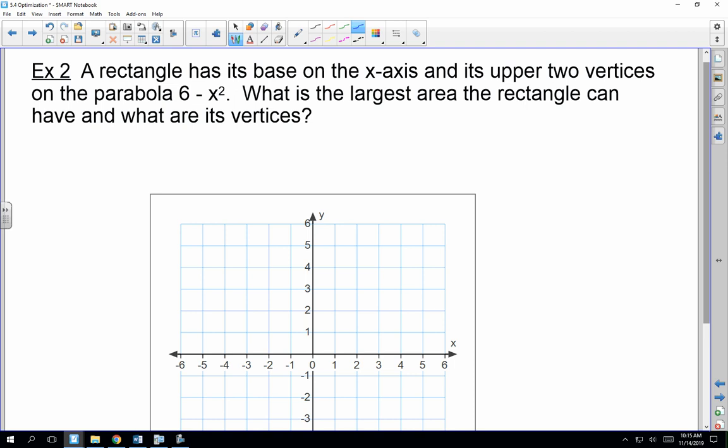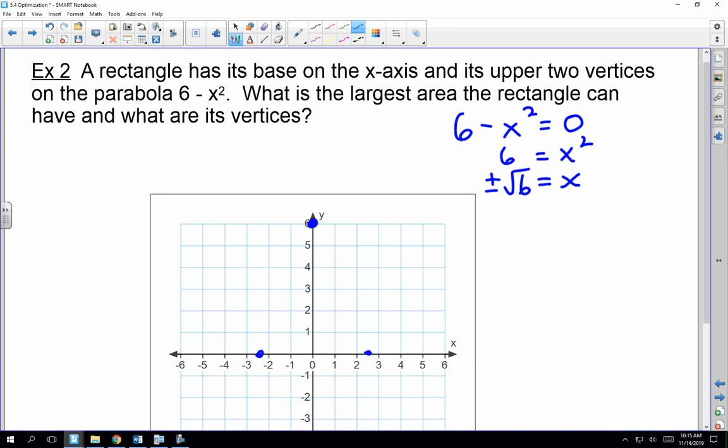Now, the parabola 6 minus x squared has a vertex up here at 6, and if I set 6 minus x squared equal to 0, x squared equals 6, x equals plus or minus root 6. Plus or minus root 6 is somewhere in between 2 and 3. So I know it's going to cross through somewhere down here between 2 and 3.